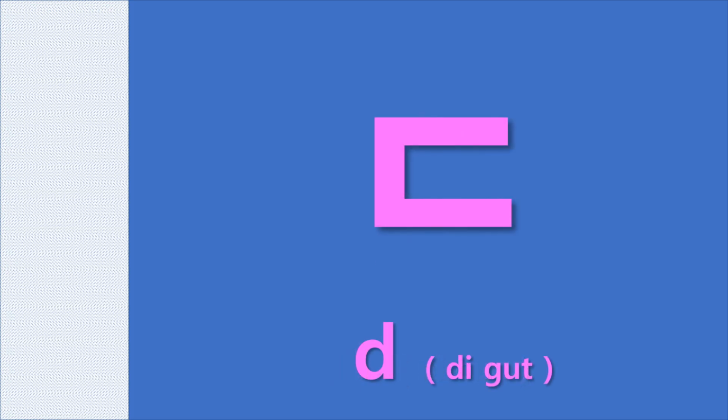Okay, the next consonant is the D sound. This sound is D, right? We call this sound D. The alphabet D letter is T, good. Can you repeat after me? D, good.